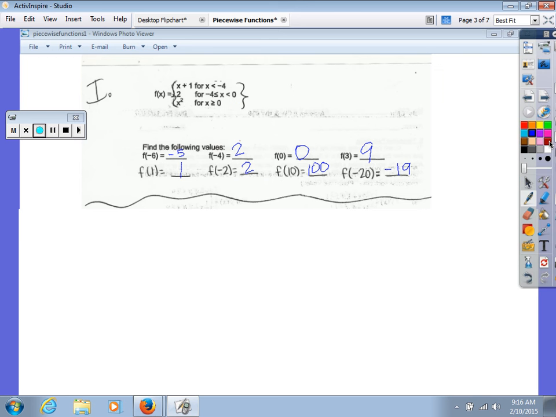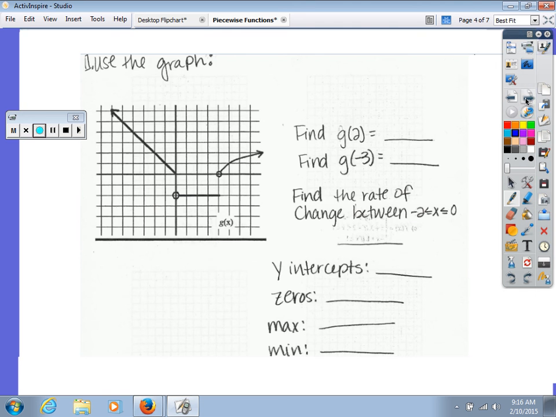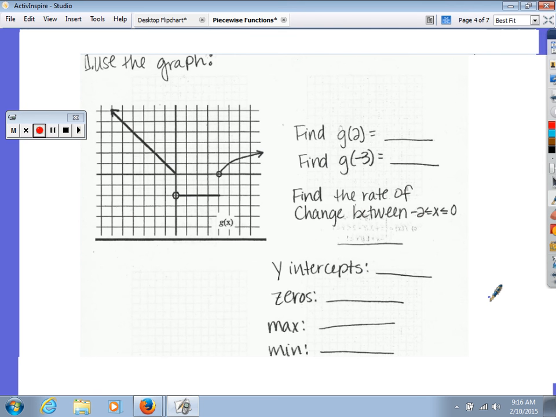Okay. Let's go ahead and look at the bottom part now. I love this. Now, this is actually review, my friends. This is not just piecewise functions, but it is a picture of a piecewise function. Who remembers from earlier this year how we find g of 2 if we're looking at a graph? Isaiah, what do we do?